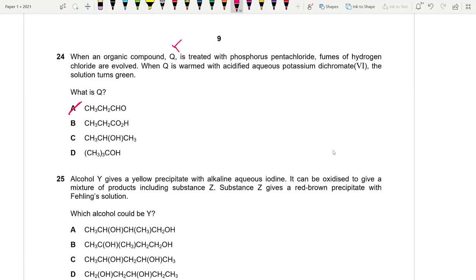Q is warmed with acidified potassium dichromate. The solution turns green. It can't be the carboxylic acid because this is an oxidizing agent. Carboxylic acids cannot be oxidized. Alcohols can be oxidized. It's between C and D. But D can't be the answer because it's a tertiary alcohol. Tertiary alcohols cannot be oxidized. 24 is secondary alcohol. It will oxidize to form propanone, a ketone.